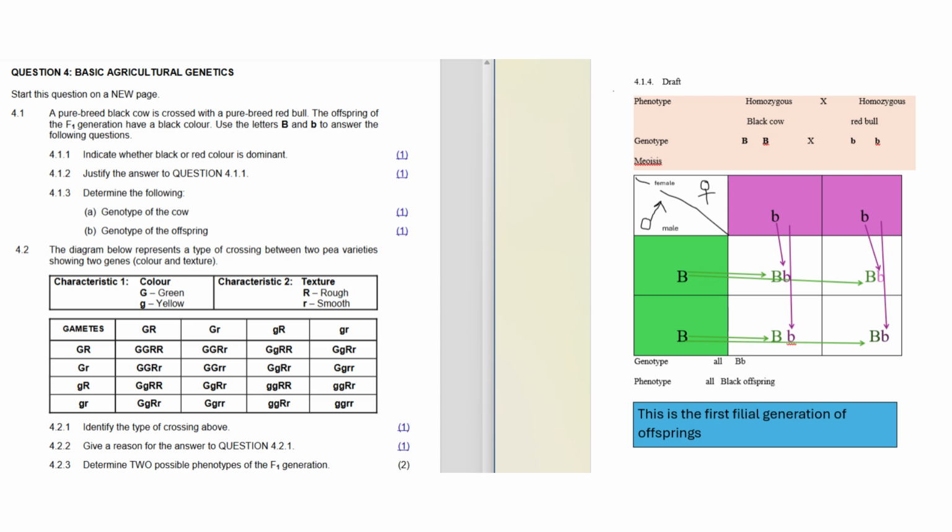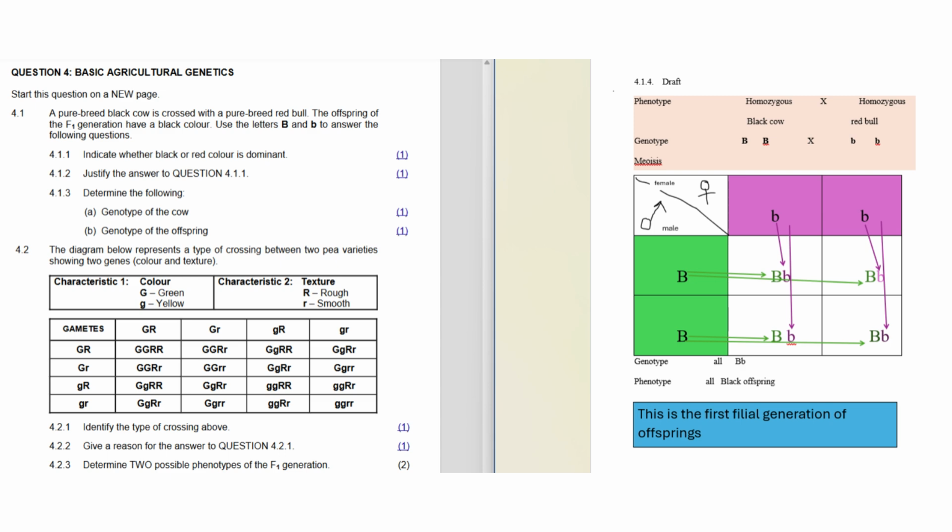That means the black color was dominant. So we have a dominant allele and purebred, which requires both alleles to be identical. That means both alleles must be a capital letter. That means we will have two capital B's for the cow. It's crossed with what? A red bull.